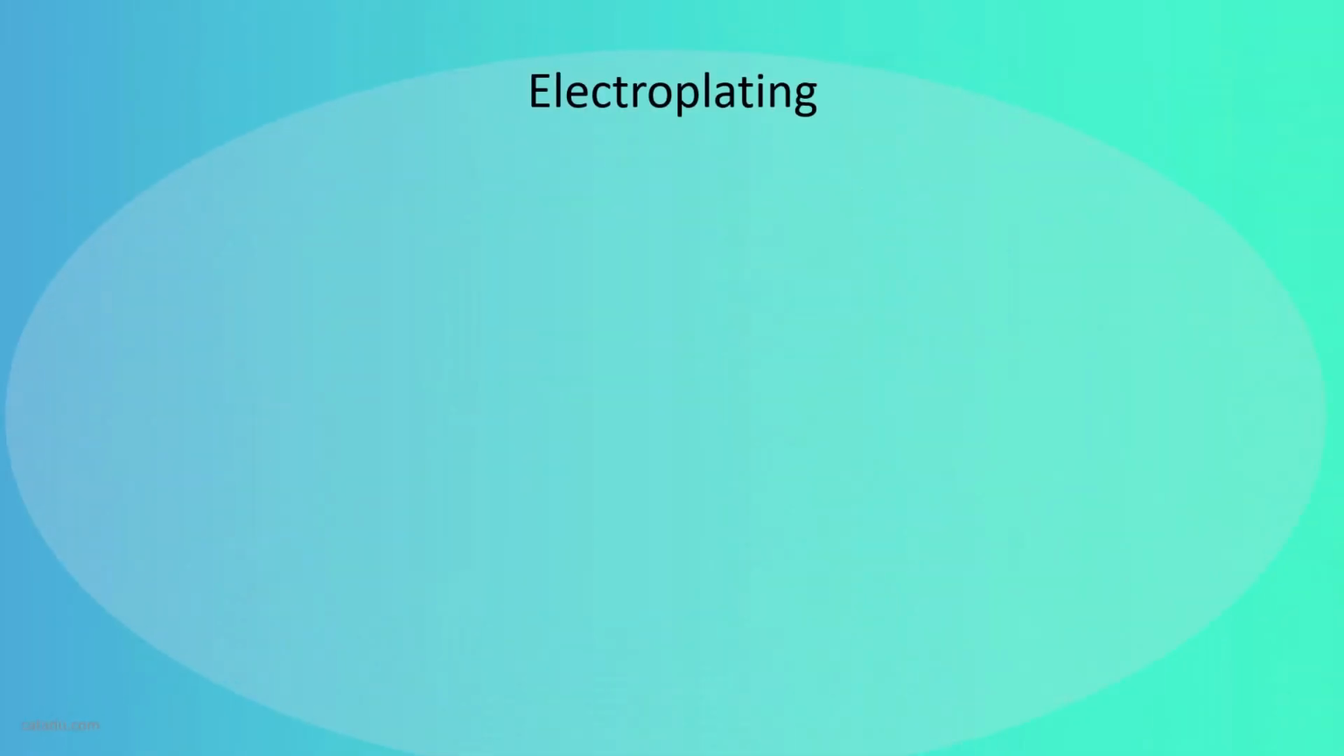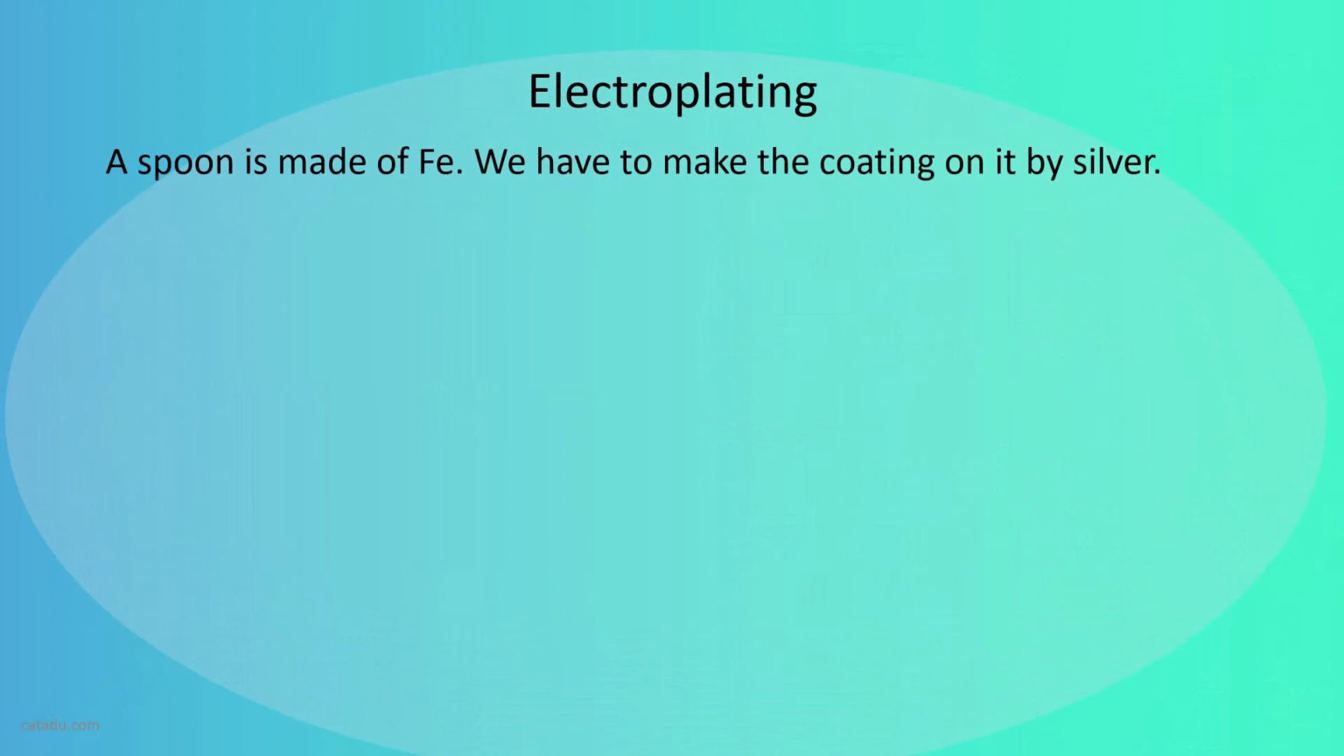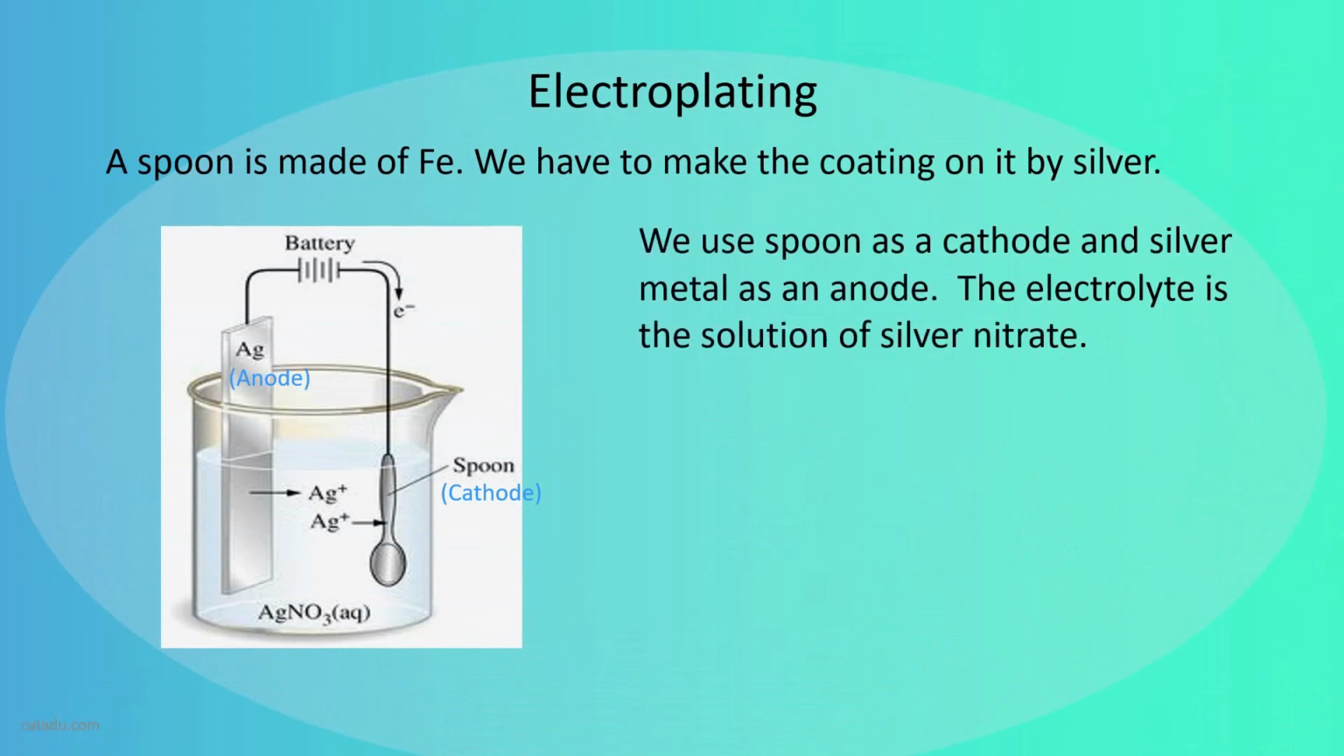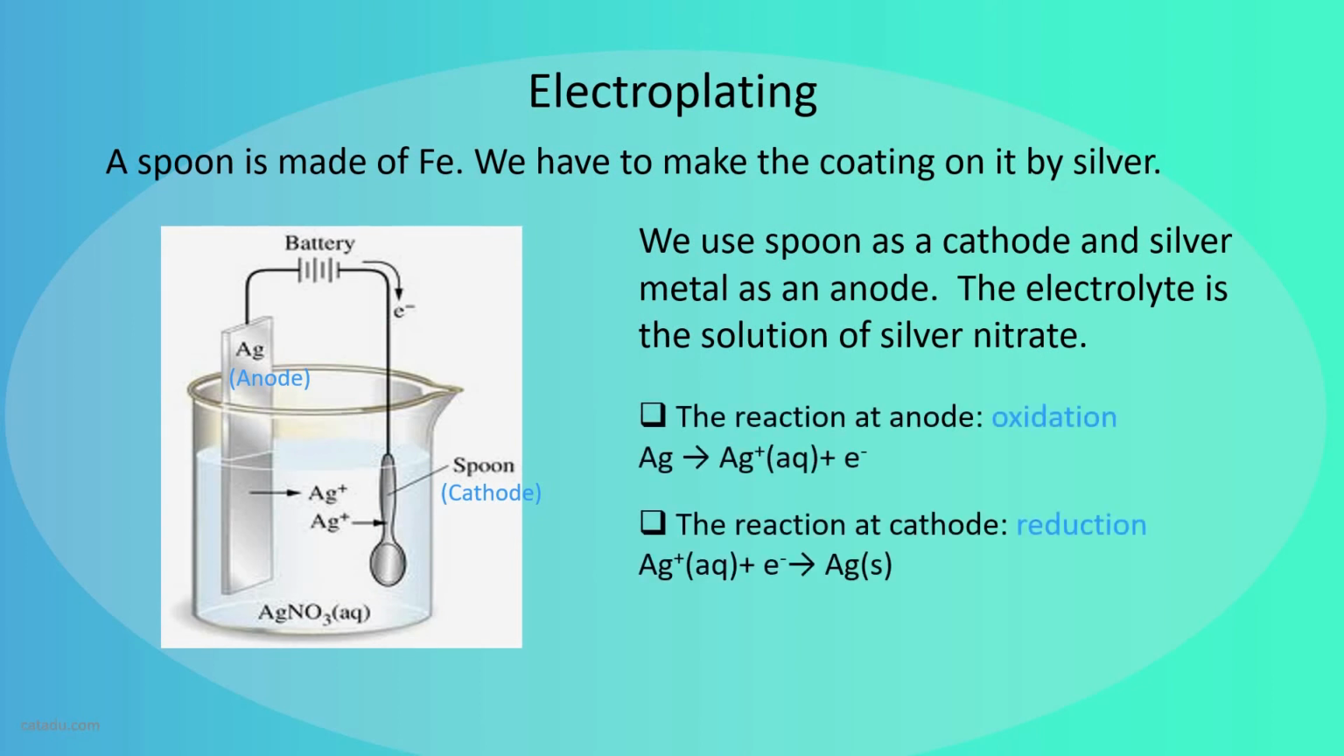Electroplating, this is an important use of electrolysis. A spoon is made of iron. We want to make it more valuable, so we make a coating of silver on it. We use the spoon as the cathode and silver metal at the anode. The electrolyte is a solution of silver nitrate. The reaction at the anode: silver metal corrodes, so we are getting silver ions. This is oxidation. The silver ions are deposited at the cathode. The coating is made of silver.